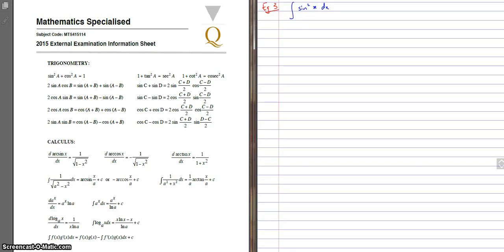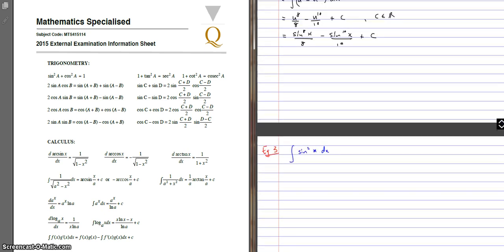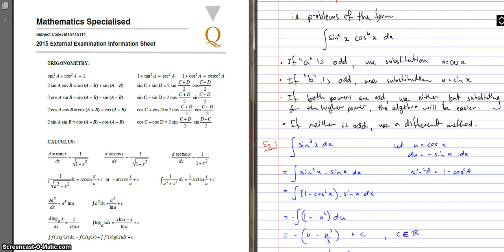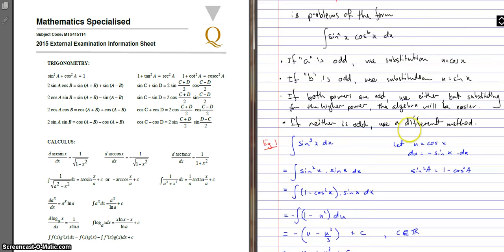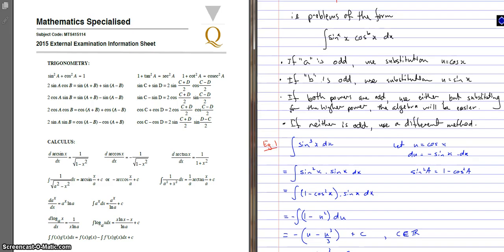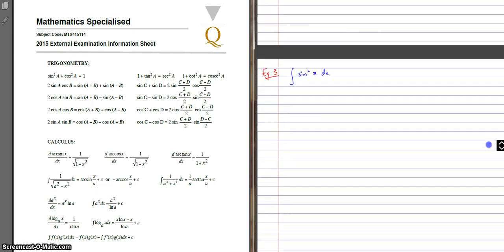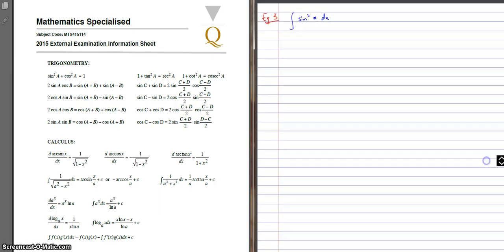Well, here we are. We're looking at some more examples of integrating some trig functions, and what we've got this time is an even power. As I noted before, if neither is odd, we use a different method, and that's essentially what we're going to do now. Use a different method to integrate when we have this even power.